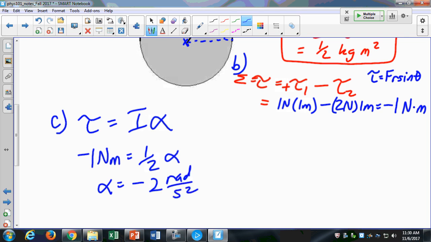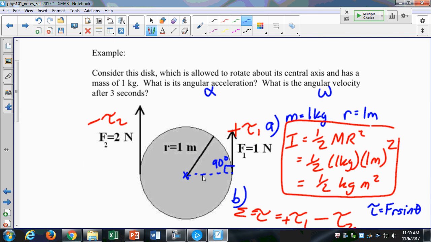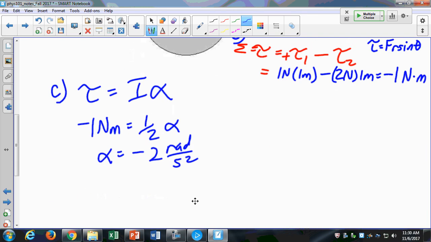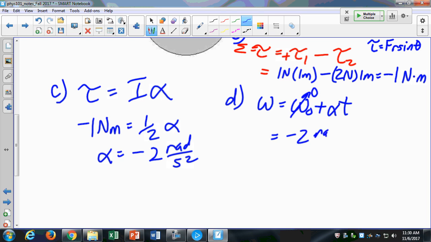And then I also wanted to know what is the velocity after 3 seconds. So I might ask you an additional kinematics question. To find that angular velocity, it's omega naught plus alpha t. Omega naught, it's initially at rest, so that's 0. And so this is equal to negative 2 radians per second squared times 3 seconds, which is 6 radians per second. Negative 6.